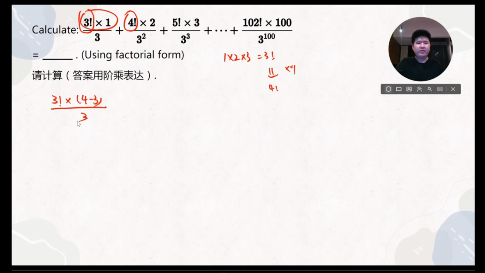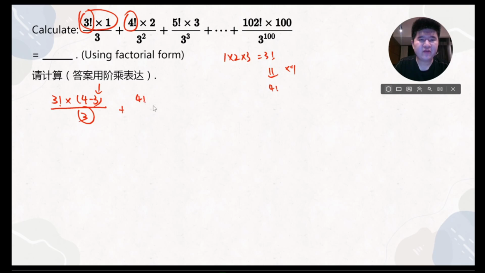A very important thing happened. You find this 3, the number we minus, it's the same as the denominator. 我们会发现，我们这减去的3，它和我们的分母正好又对照上了，那非常好。And then we continue to do that.